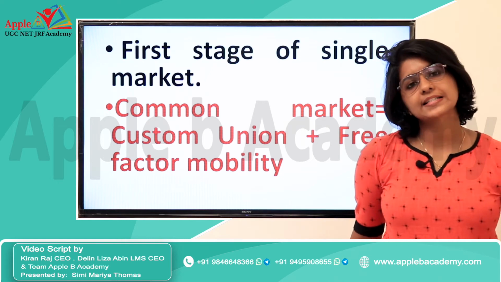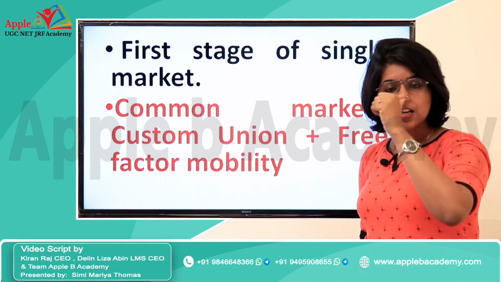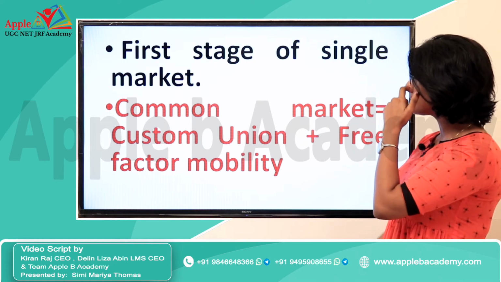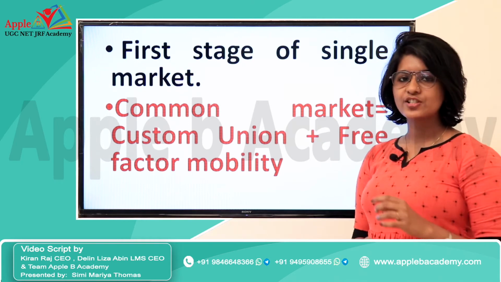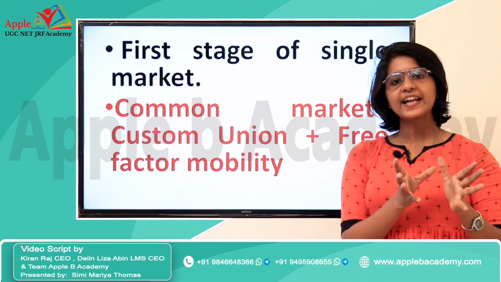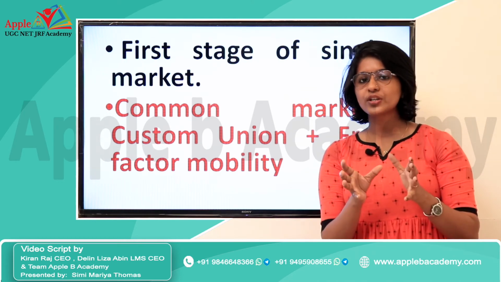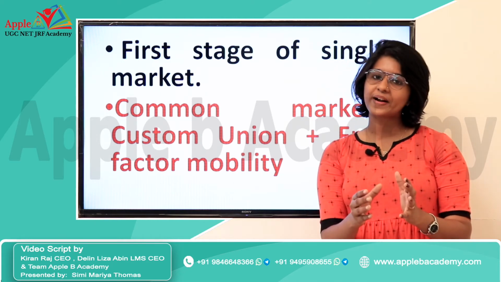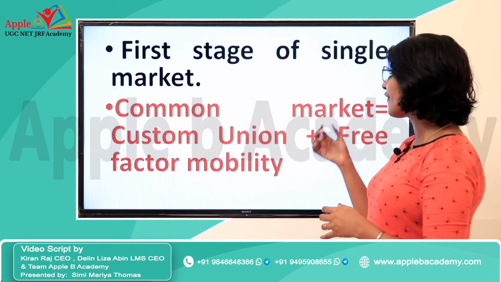So the common market is the first stage of a single market. When the common market is calculated, it is customs union plus free factor mobility. This is how we distinguish between these various phases. A free trade area is basically customs union minus common external tariff. A customs union is basically free trade area plus common external tariff, and when it comes to the common market, it is customs union plus free factor mobility.